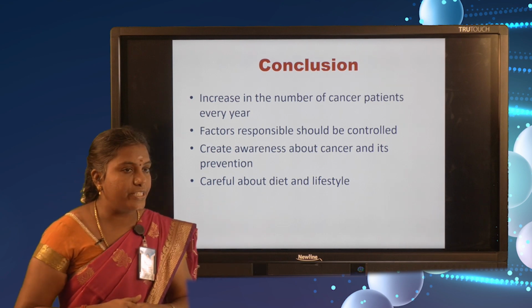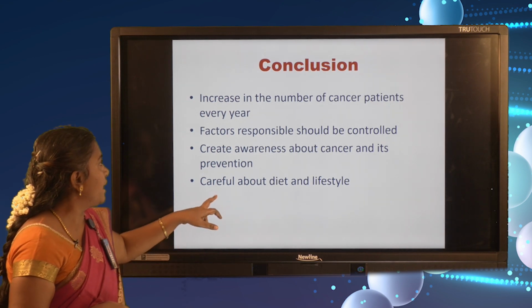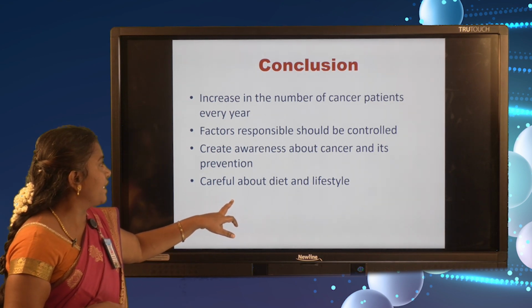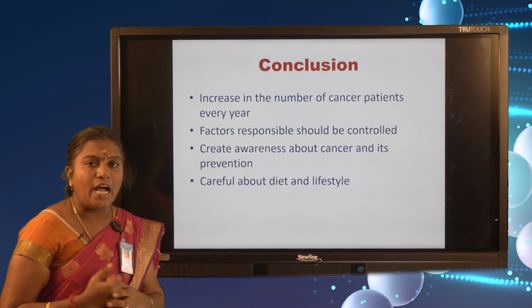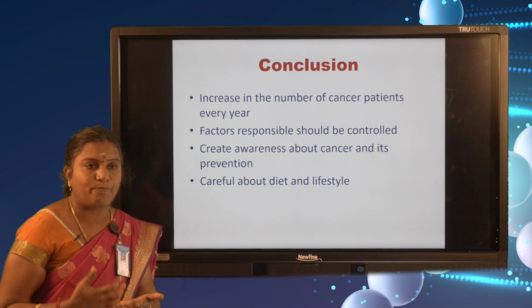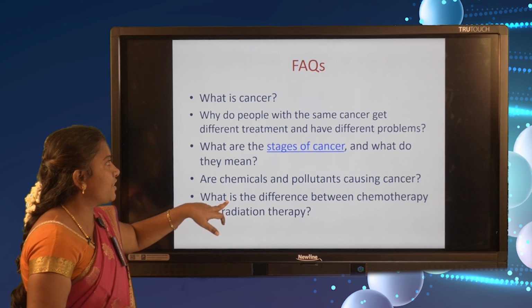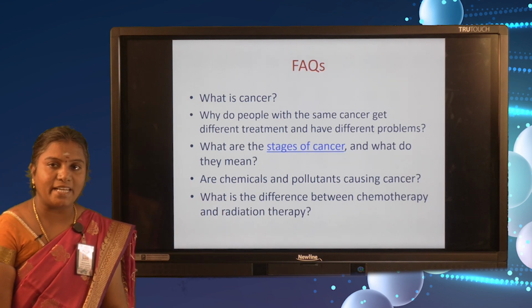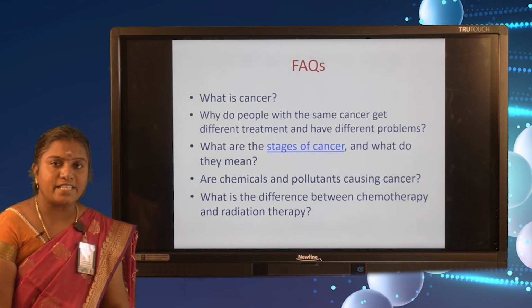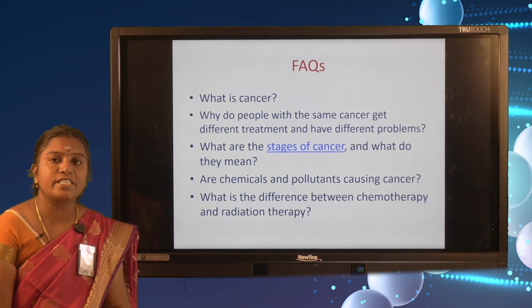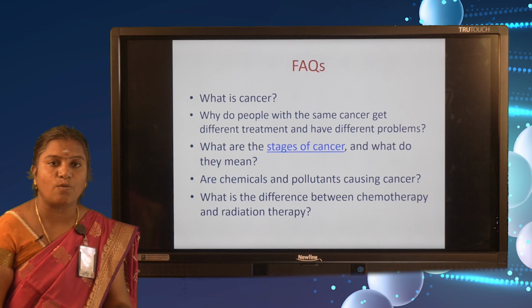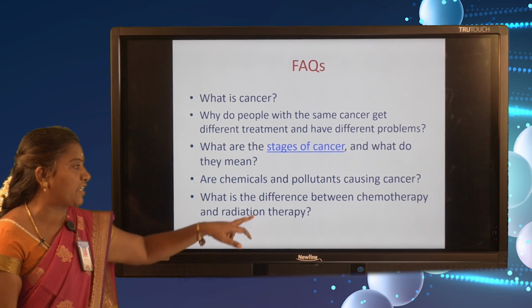So next, the conclusions on these tumor conditions: the number of cancer patients increases every year, so we should be careful about diet and lifestyle, follow a proper diet, and give proper awareness to the population. We covered what cancer is, what its stages are, how it can affect us, what its symptoms are, what genes are involved, and what abnormalities and changes occur during cancer conditions.